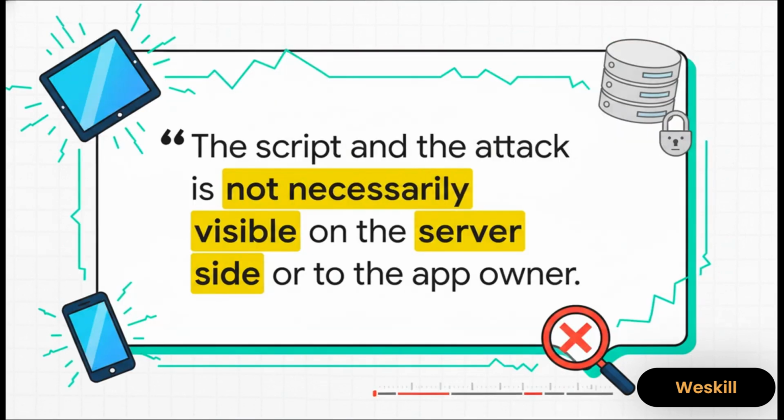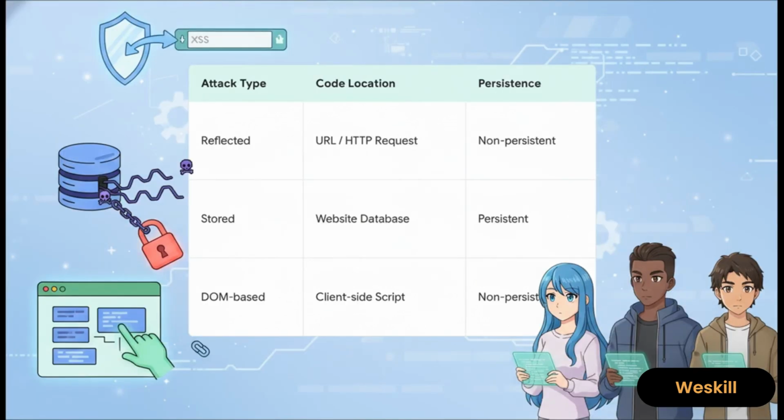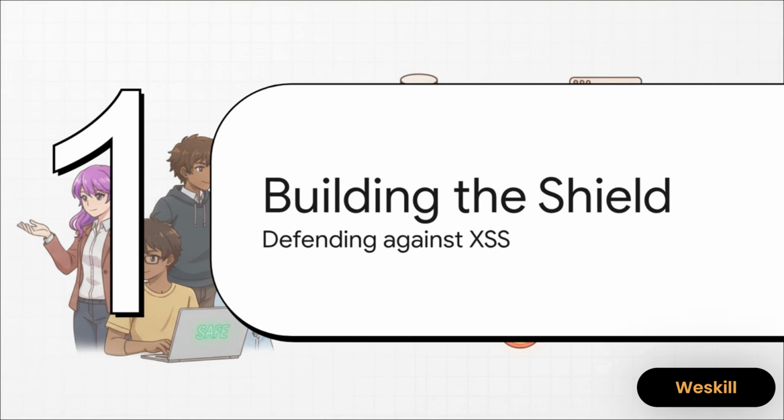And here's the really scary part. Because the entire attack plays out inside the user's browser, the website's server logs might show absolutely nothing unusual. This makes DOM-based attacks incredibly stealthy and just brutally difficult to detect. Okay, so let's do a quick recap. Reflected attacks are temporary, and they live inside a URL. Stored attacks are persistent. They're hiding out in the website's database. And DOM-based attacks, well, they're also temporary, but they work by messing with the code that's already running on your machine.